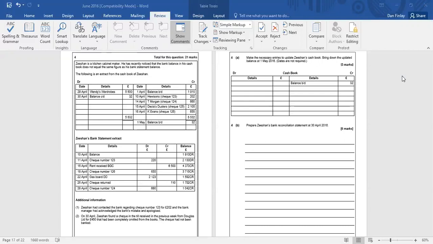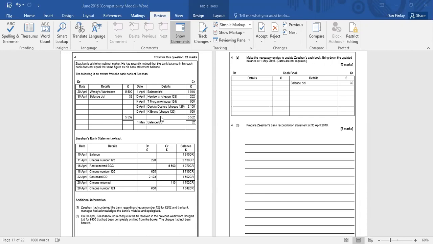Similarly, when you receive a check, you'll write that in your cash book, but it won't go into your bank account until you go to the bank and deposit the check. That's when it'll appear in your bank account. So I'm going to do an example, and I'll talk you through the steps again. So this is 2016's exam question.